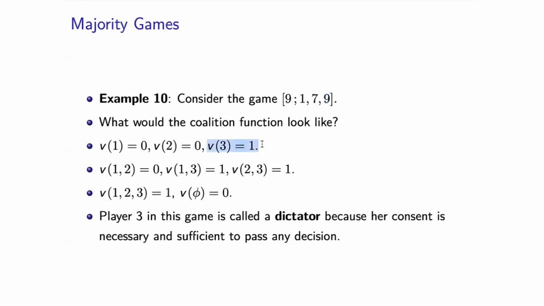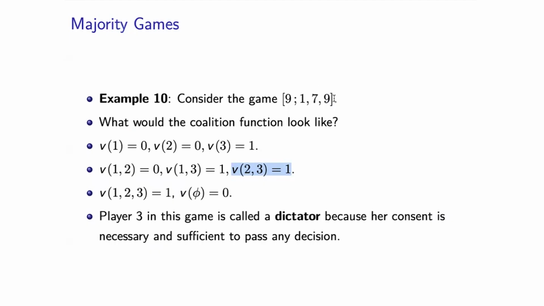What about 1 and 2 forming a coalition? Then that has 8 members, but again this is not more than 9, and so V12 equal to 0. What about 1 and 3 getting together? That gives 10 members, which is more than the 9 members required to pass, let's say, the legislation. Therefore V13 equal to 1. Similarly, V23 is also going to be equal to 1, because 2 and 3 getting together means they now have 16 members, which is definitely greater than 9. And so they can pass the decision if they get together.